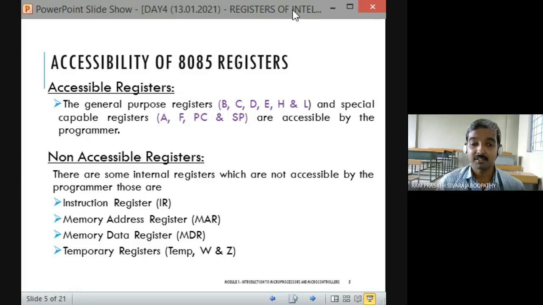Okay, can we proceed with this? Can we proceed? So accessible and non-accessible registers, did you understand the difference? Yes?